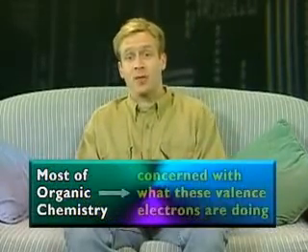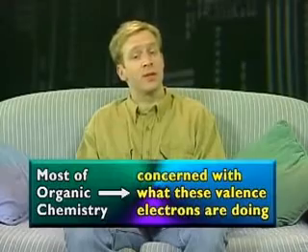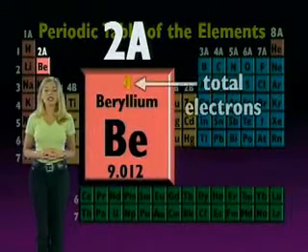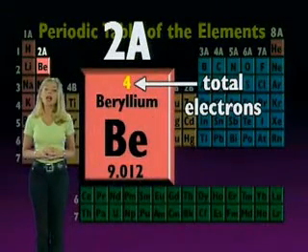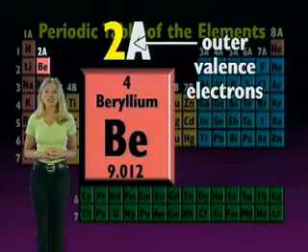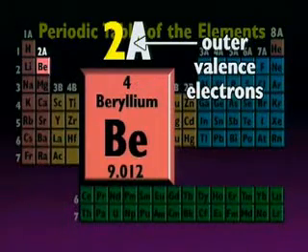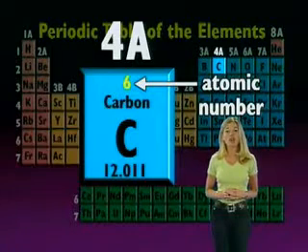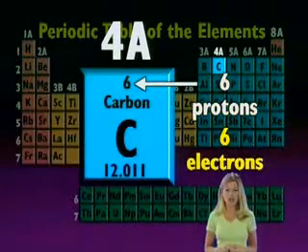Most of organic chemistry is concerned with what these valence electrons are doing, so we need to get really acquainted with them. The periodic table tells us how many total electrons an atom has, and also tells us how many outer valence electrons that same atom has. Let's check out carbon. Its atomic number is 6. This tells us that carbon has 6 protons and 6 electrons.